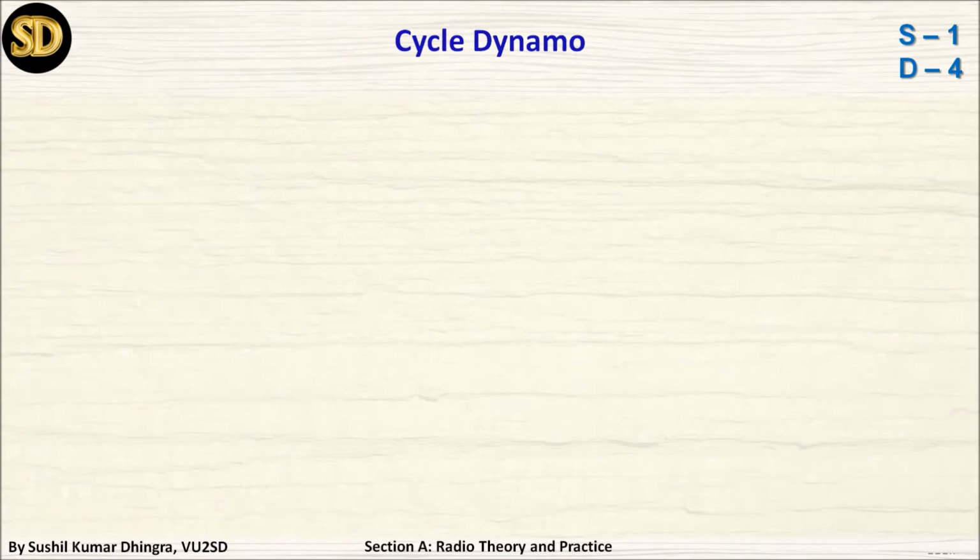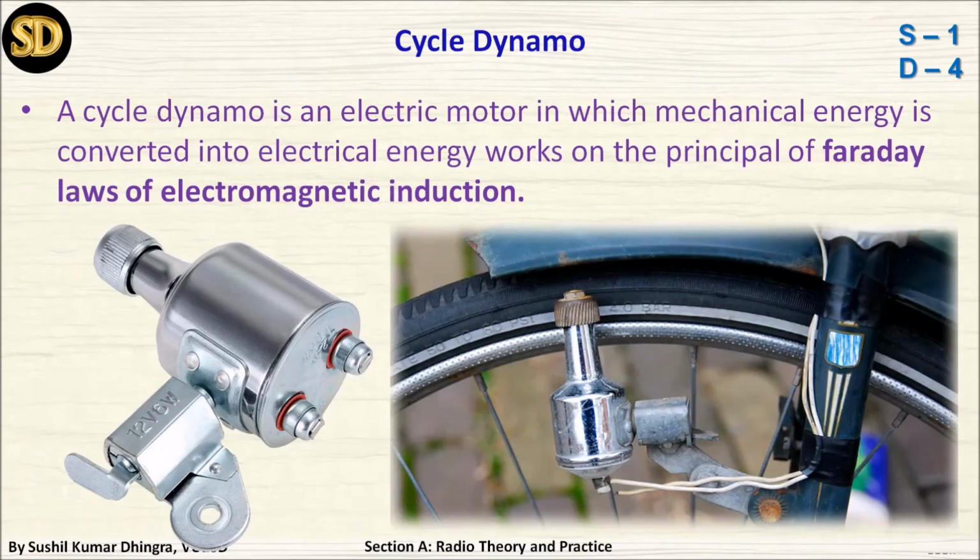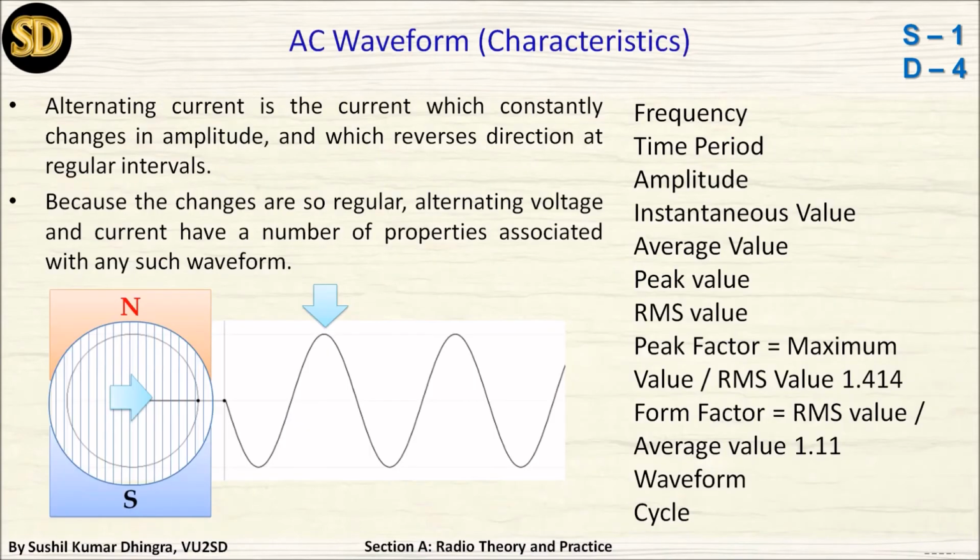Cycle dynamo. A cycle dynamo is an electric generator in which mechanical energy is converted into electrical energy. This also you have to understand. This is a dynamo and how it is connected in a cycle, and you have seen it also. So coming back, detail about characteristics one by one.